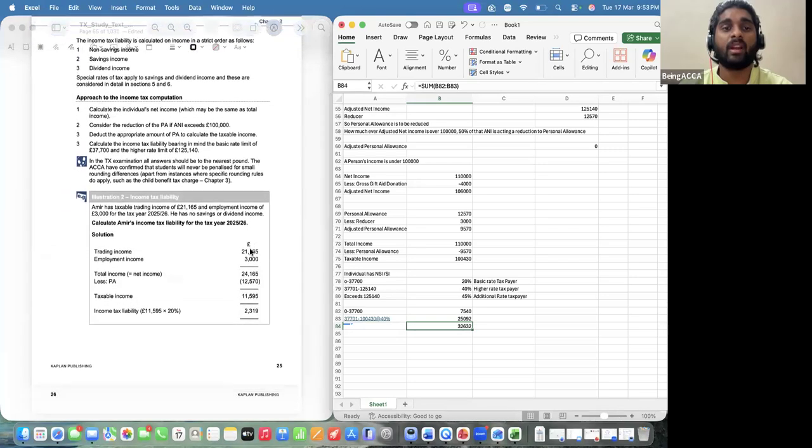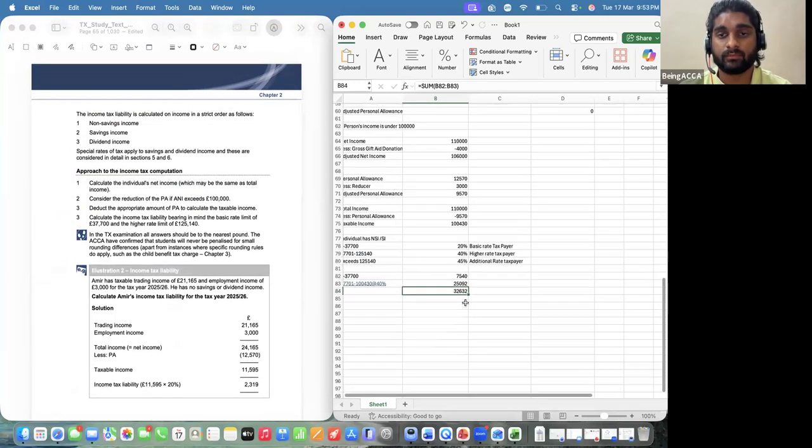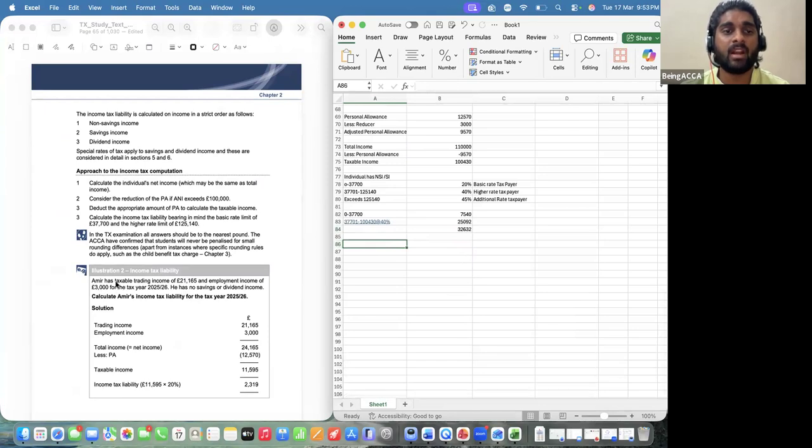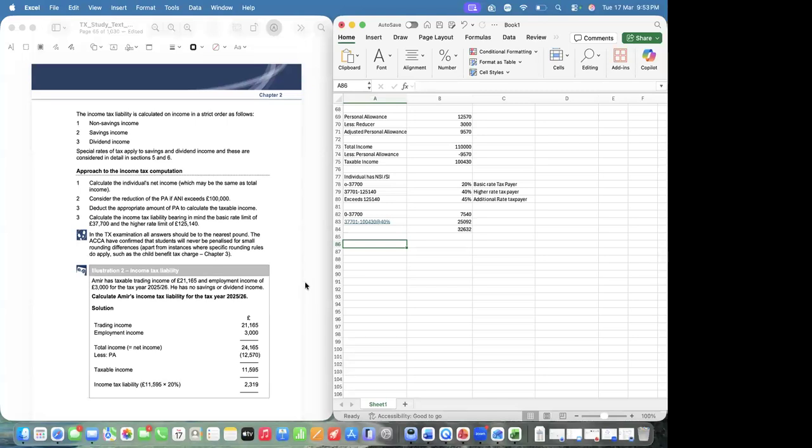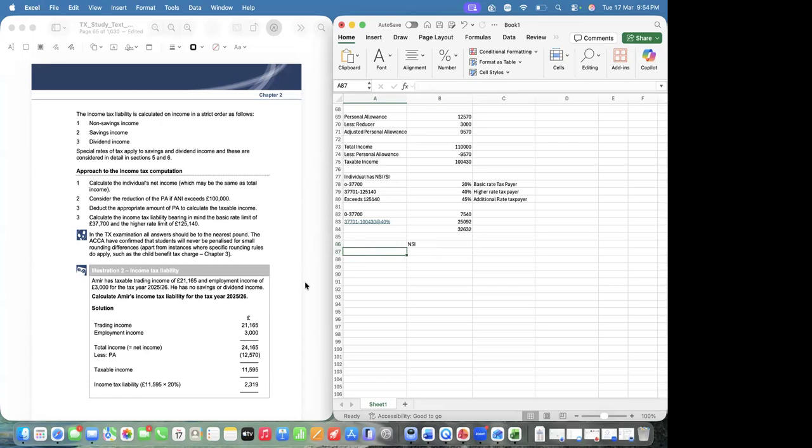Now let's see how we'll be solving this question. Let's try to solve this question. Amir has taxable trading income of 21,165 and employment income of 3,000 for the tax year 25-26. He has no savings income or dividend income. So what is trading income? Which type of income is it? Non-savings income. What about employment income? Non-savings income. Absolutely right. So we'll have only one kind of income, correct? Non-savings income. Yes, sir. So what do we have now? First, we have trading income.